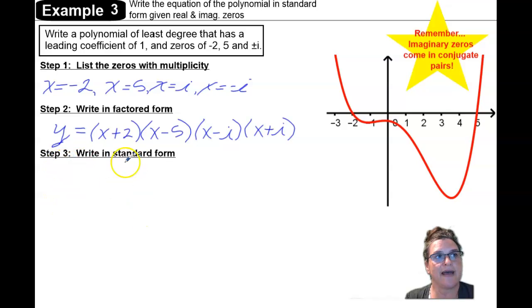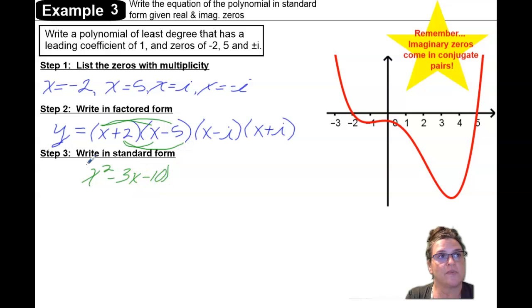Okay, now to write that equation in standard form, I'm going to FOIL this binomial x plus 2 with the one beside it, x minus 5. So first, outer, inner, last: x times x is x squared. Then x times negative 5 is a negative 5x. Then I've got my x times 2 is plus 2x. So negative 5 plus 2 combines to be negative 3x in the middle. And our constant 2 times negative 5 is negative 10. So that would be my product of these two binomials.